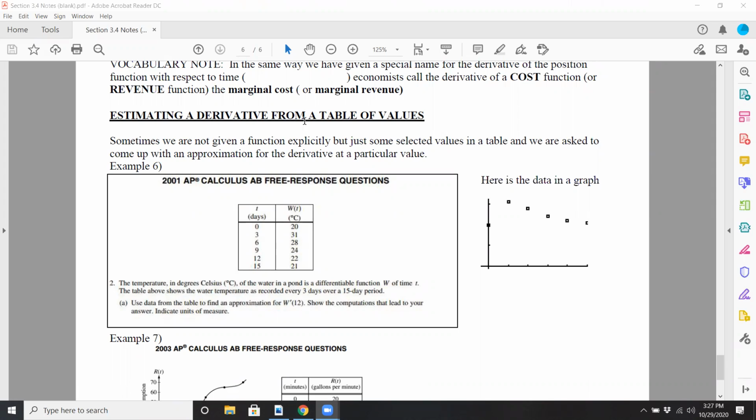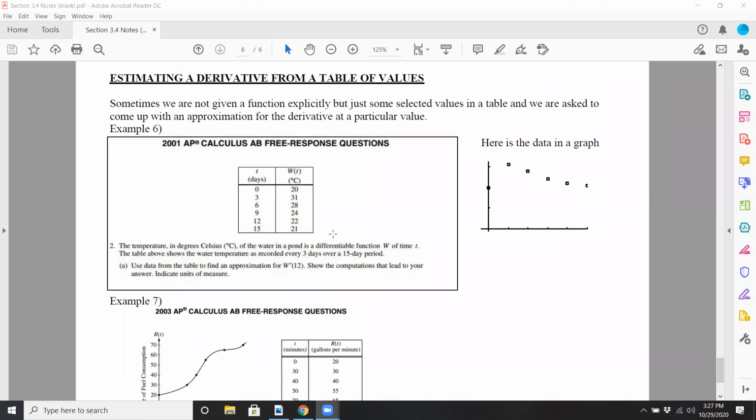So, estimate a derivative from a table of values. Sometimes we're not given a function explicitly, but just select values in a table, and we're asked to come up with an approximation for the derivative at a particular value. So let's look at this one from the 2001 AP Calculus AB free response. You're given a bunch of time values in days and the temperature W, I suppose. They say that the temperature of the water, so it's water, that's why I use W, is a differentiable function. So differentiable means continuous. And at 0, the temperature is 20. And then these are the temperature values.